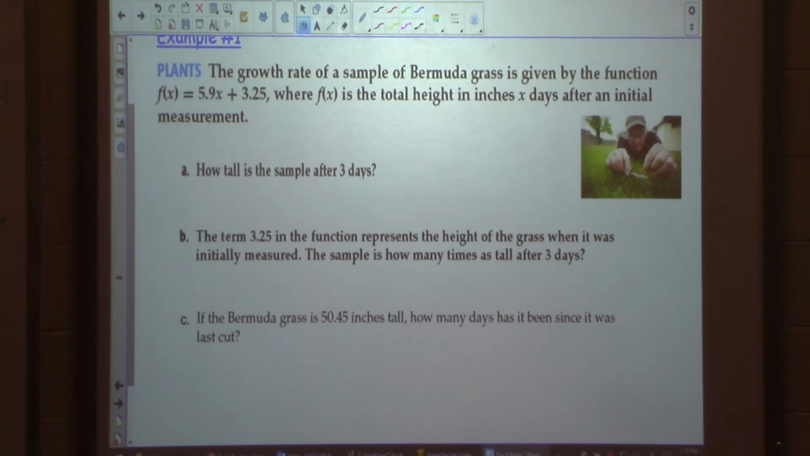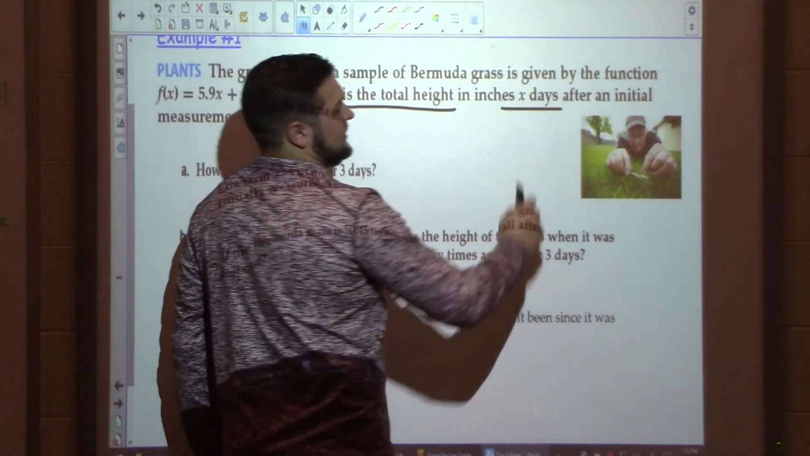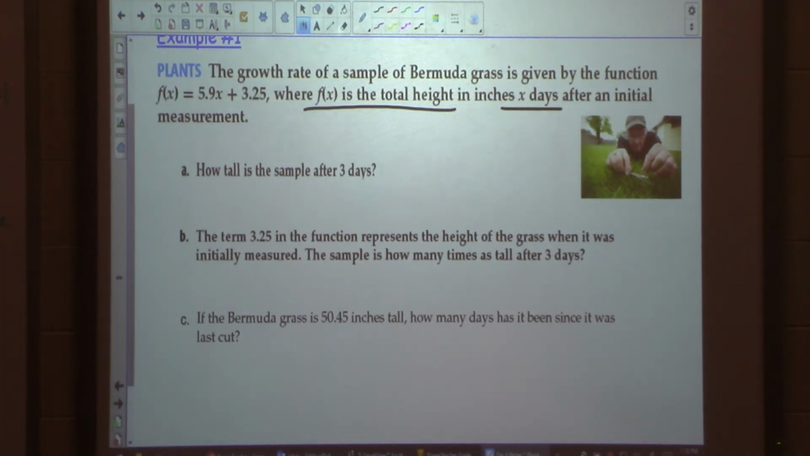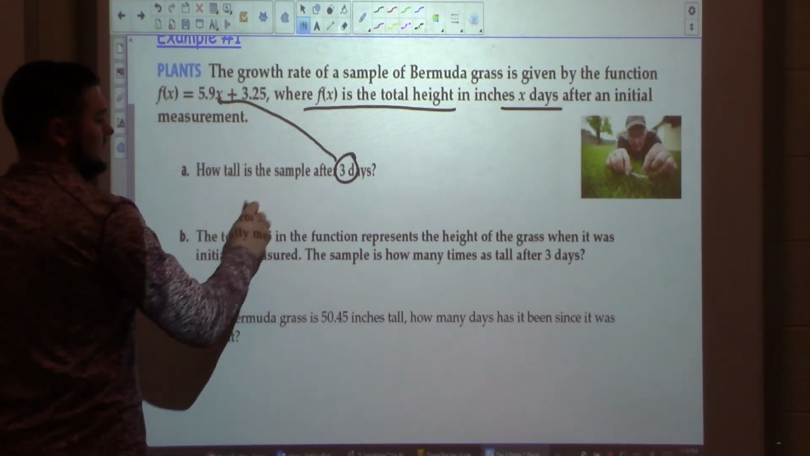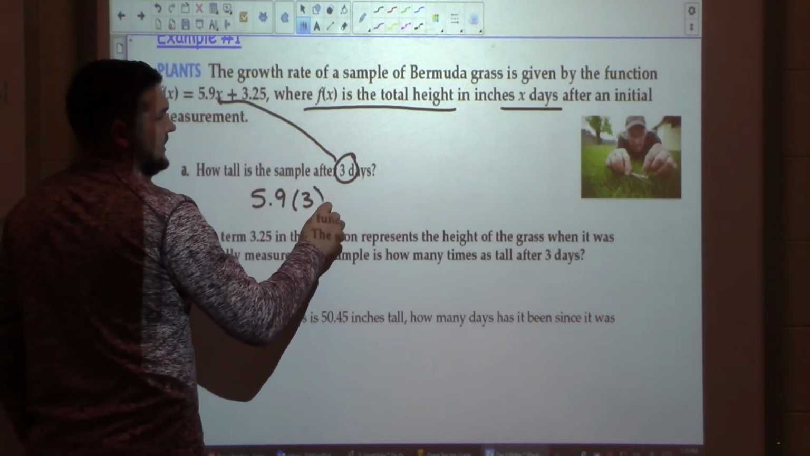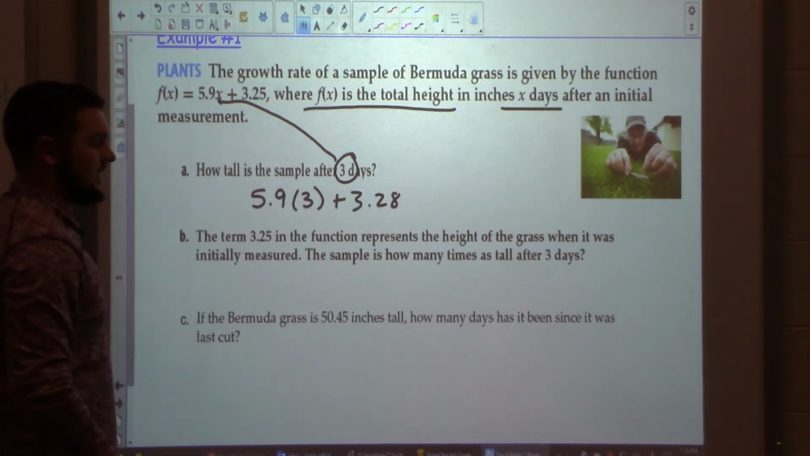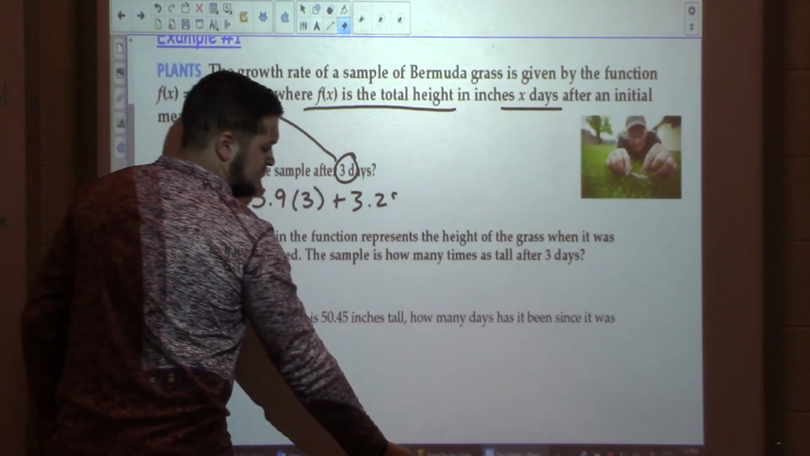One quick problem, so we don't have a ton of time left, but I want to make sure we get to it. We're talking about Bermuda grass. It's growing at the given function of 5.9x plus 3.25, where f of x is the total height. That might be important. After x days from an initial measurement, how tall is the grass after 3 days? Well, what did I say was my number of days? What variable? X. So I'm going to take 3 and plug it in for x. 5.9 times 3 plus 3.25.